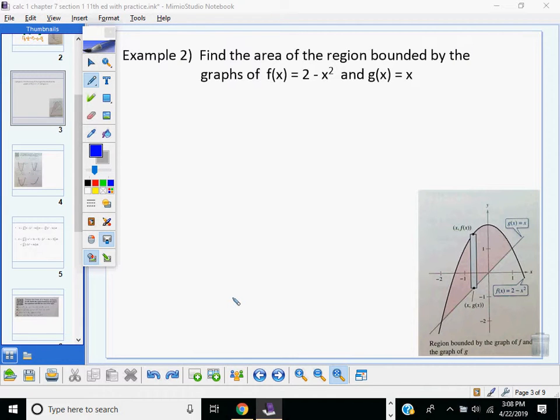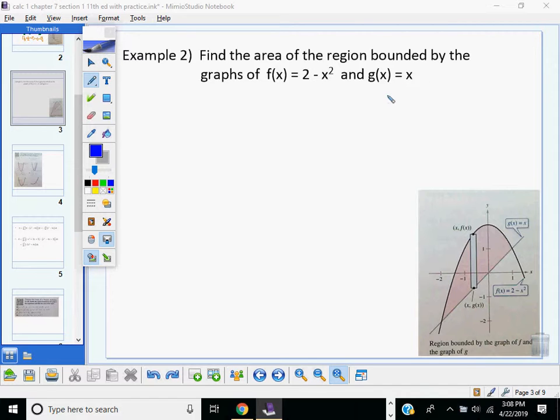Okay, let's look at example 2. It says find the area of the region bounded by the graphs of f of x equals 2 minus x squared and g of x equals x. So we have a parabola here, a parabola that's going down because the x squared is negative, and here we have the line y equals x.